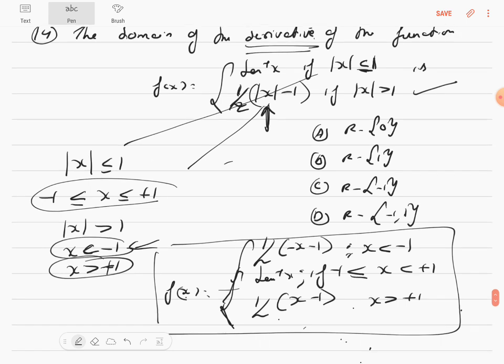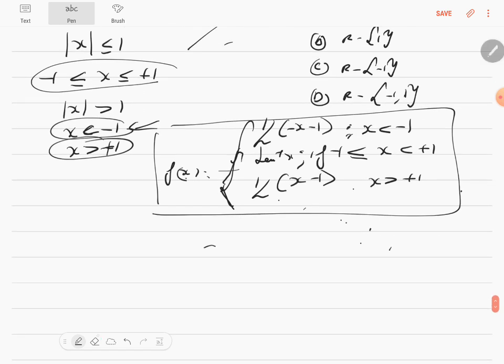Okay, differentiable. So what we do is check continuity, because if it's differentiable, it will obviously be continuous. For a differentiable function, it should first be continuous. So let's check the continuity. Because this is minus 1 and plus 1, let's approach minus 1 from the left and right, and plus 1 from the left and right.